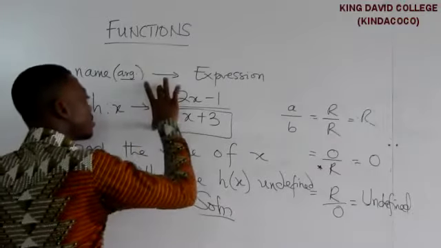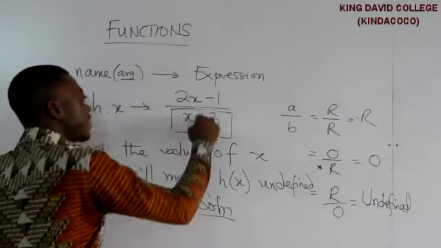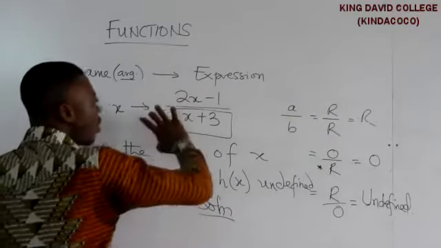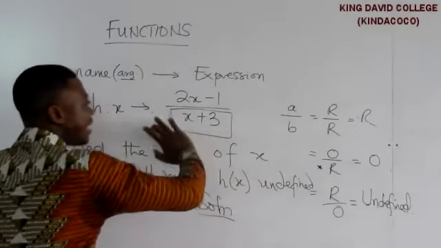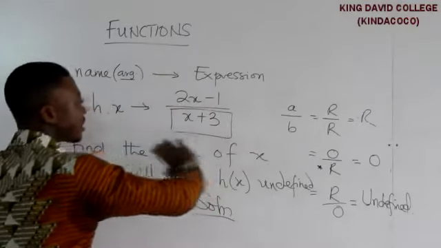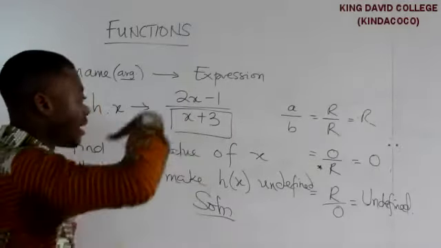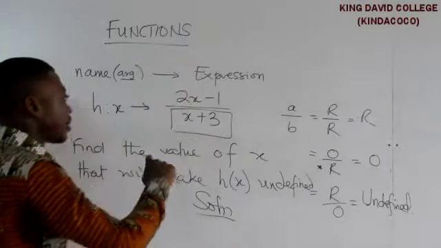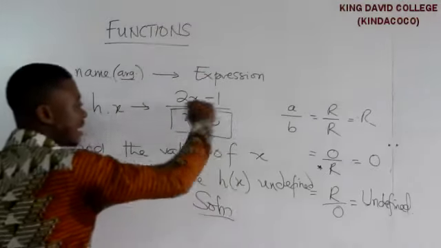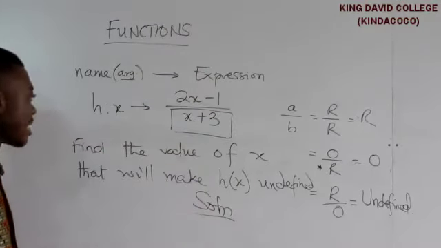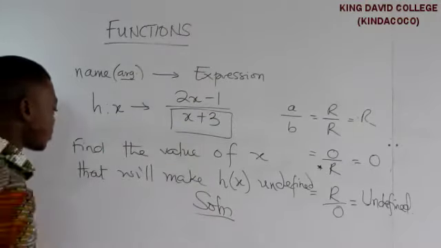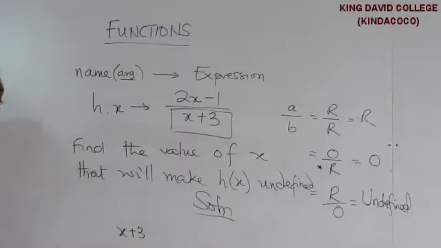Go to your function, and if it's a fraction like this, only pick the denominator of that fraction. Only pick the denominator. Don't pick the numerator. We are not interested. We are only interested in the denominator. Okay? So just pick the denominator. So that this denominator, x plus 3.